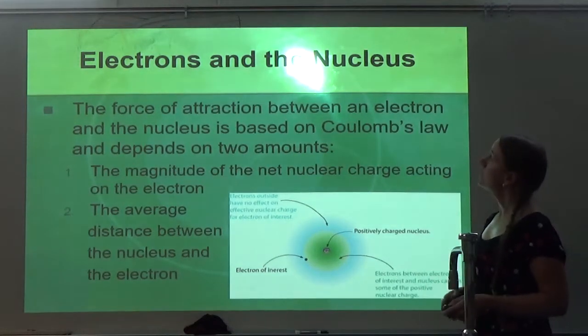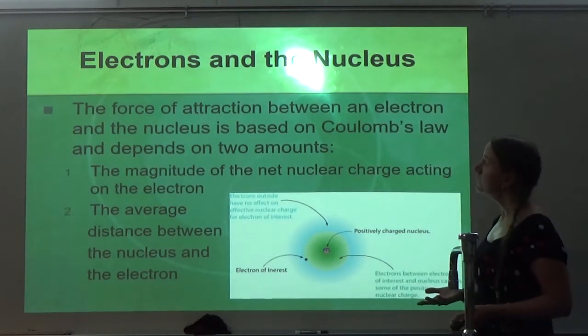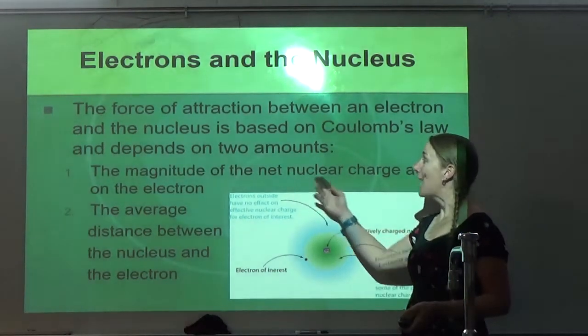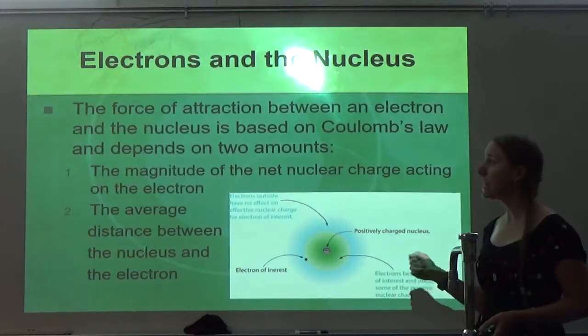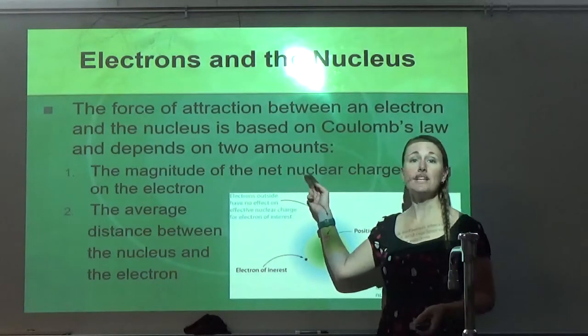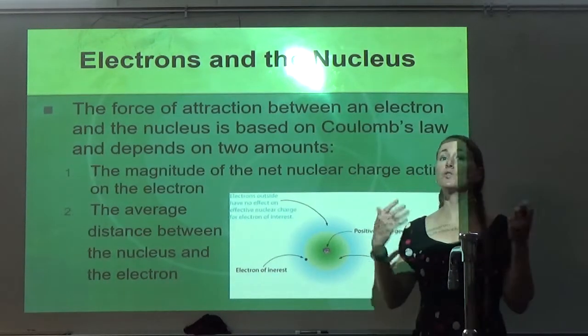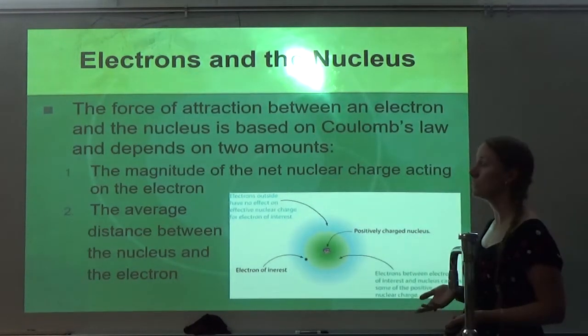So the force of attraction between an electron and the nucleus is based on Coulomb's law and depends on two amounts. This is what I just told you. The magnitude of the net nuclear charge acting on the electrons. So we're talking the strength of the nucleus. Are there 3 protons or are there 20 protons? 20 protons has a higher net nuclear charge.